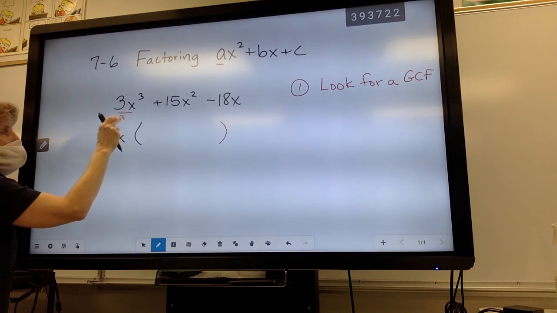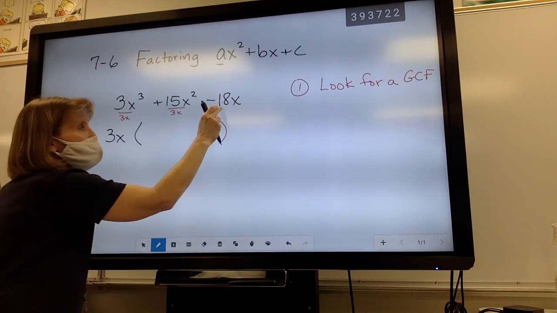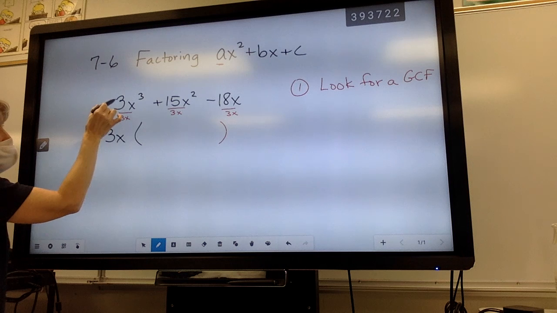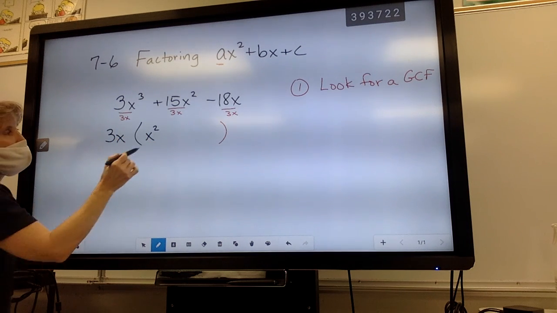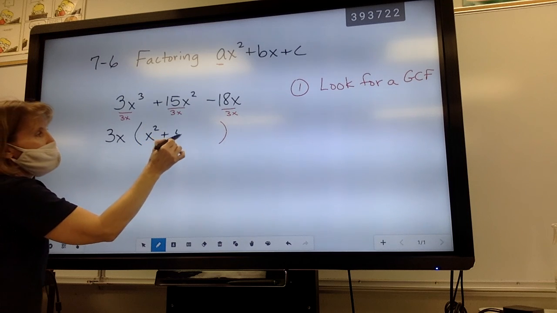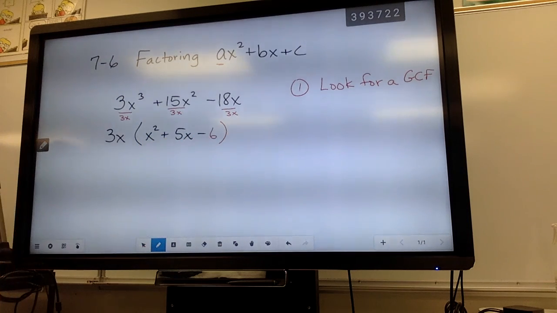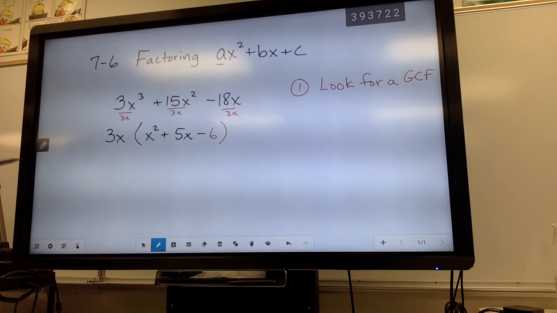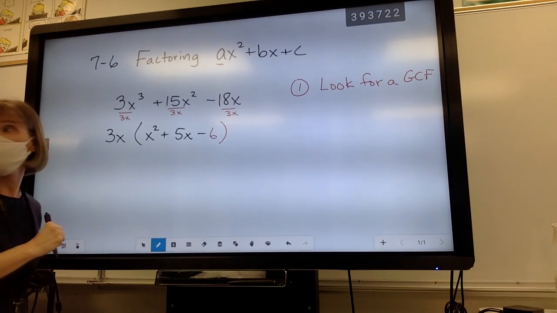Remember, when we take that GCF out, we are dividing each one of these pieces by that GCF to see what's left in the parentheses. So the 3's would cancel here. We'd be left with an x squared plus a 5x minus a 6. Now I want to take this trinomial that's left and I want to see if I can factor it.